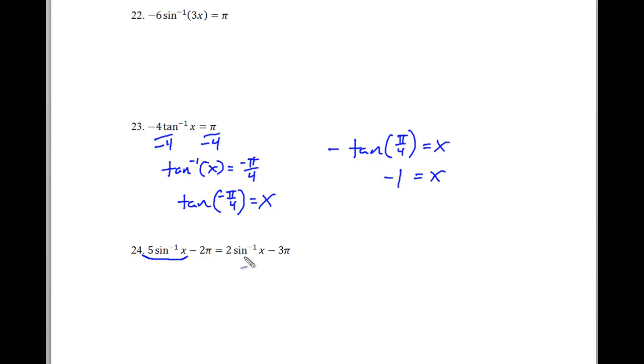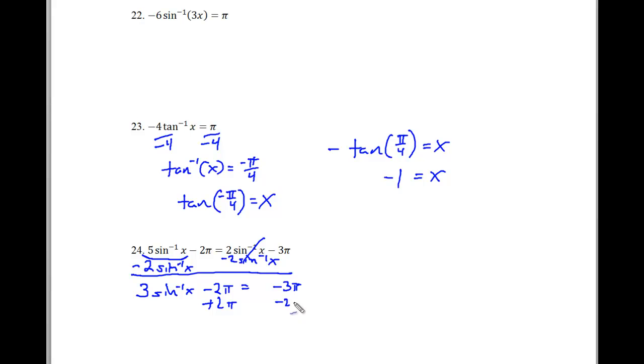All right, the final problem looks a little bit more menacing than it actually is. Consider this like a term. And I'm going to subtract the 2 inverse sine of x from both sides. Now this simplifies to 0, and what I have here is 3 inverse sine of x minus 2 pi is equal to negative 3 pi. Now I'm going to move the 2 pi to the other side by adding 2 pi. And now these simplify to 0. This is 3 inverse sine of x is equal to negative pi. Now what I'm going to do is divide both sides by 3.